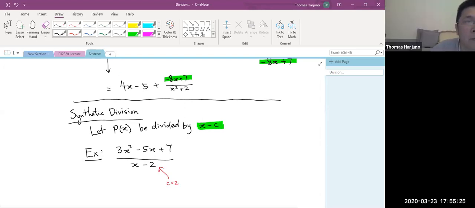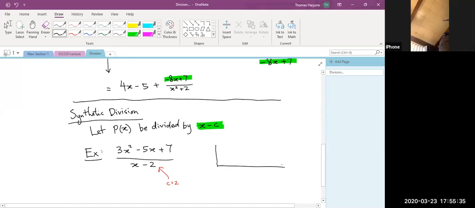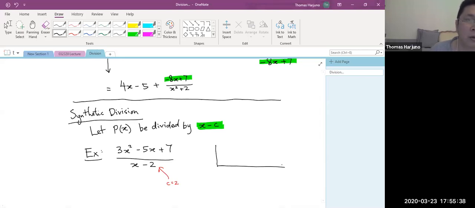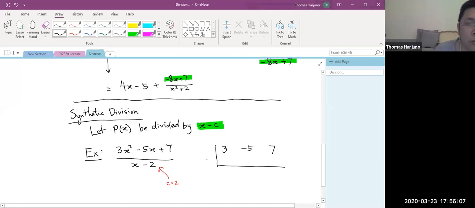Now, the way we set it up will be as the following. We will do that box. I think our textbook actually draws it differently, but that's because they have a hard time writing the way I write it here. If you watch the lecture videos I give you on YouTube, most of them actually use my style. Now, the coefficients of the numerator, the polynomial we want to divide, will be written inside, while the c equals 2, I will write here, outside the box on the second row.